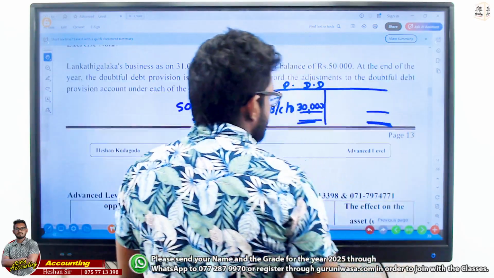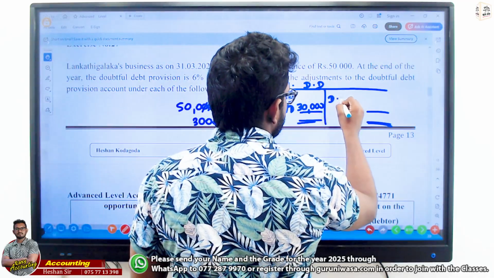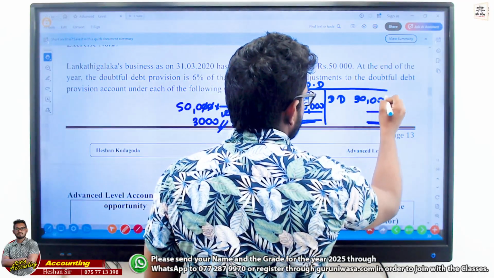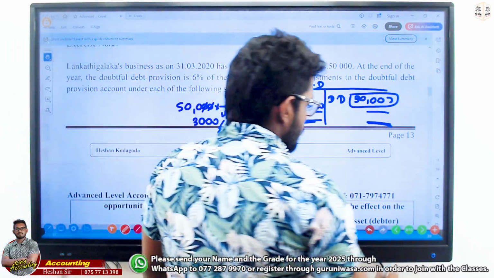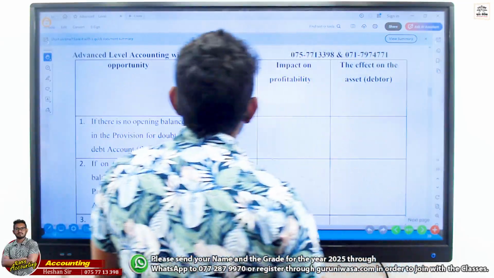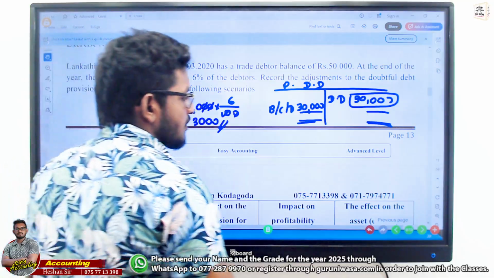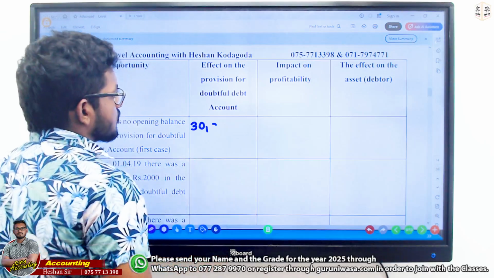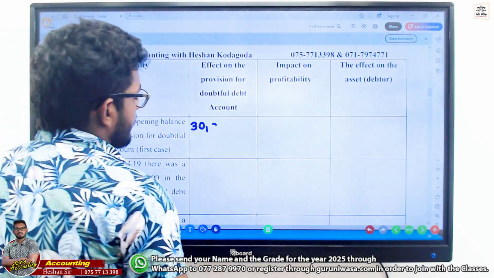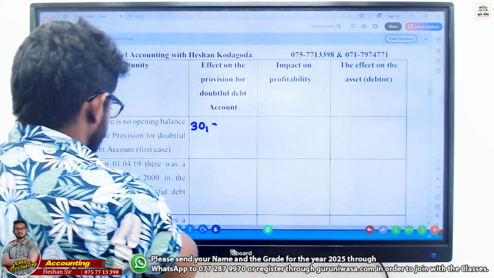Now if there's no opening provision, we transfer the doubtful debt amount to the doubtful debt account, which is debited, right? So in here, the effect on the provision for doubtful debt account, we can identify 30,000 as the balance. So we can write it like 30,000.